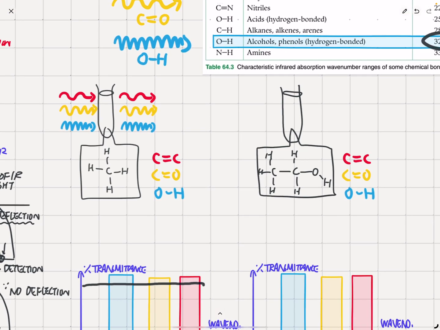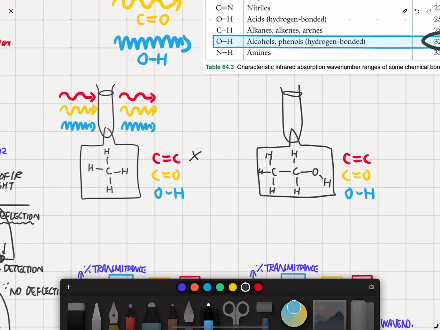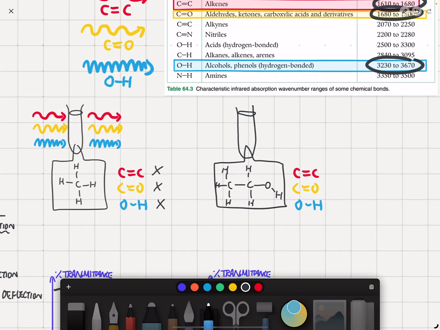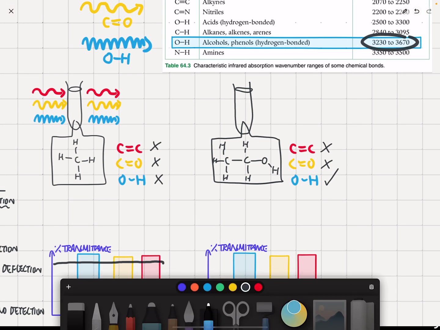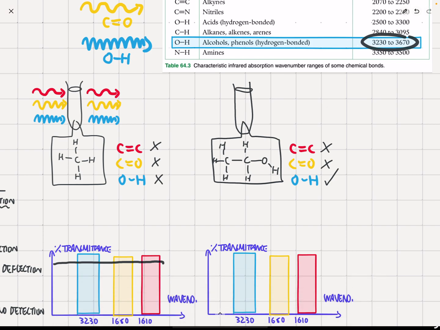So we have no C=C double bond on the left. And in here we have no C=C double bond still, no C=O double bond still, but we have an O-H single bond. As a result of that, we'll see a dip, or rather a peak, at this region. And there should continue to be no dip at the yellow and the red region. So what do we say here?